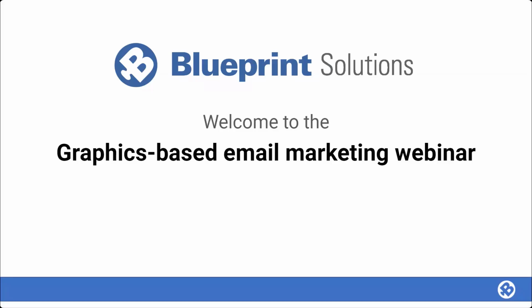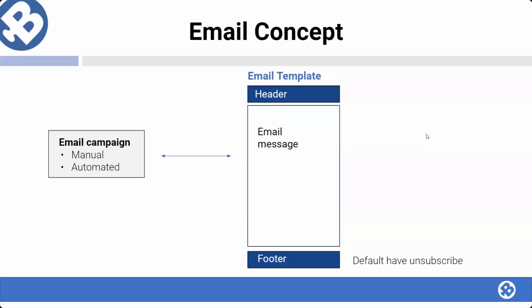All right. Now, to start with, I'd like to take this opportunity to refamiliarize you all with how marketing works in Blueprint. Patient email mailing lists can be generated through two different types of campaigns, manual and automated campaigns.